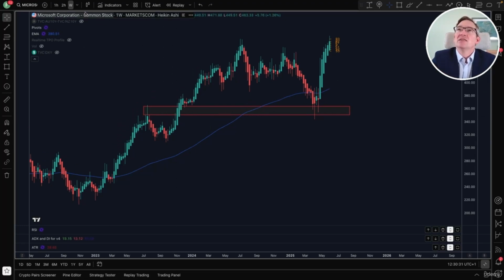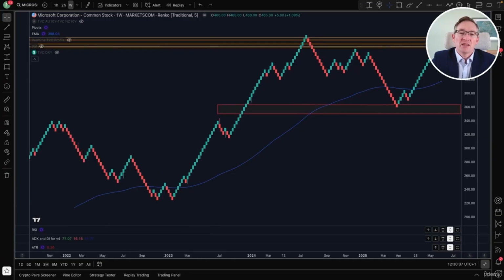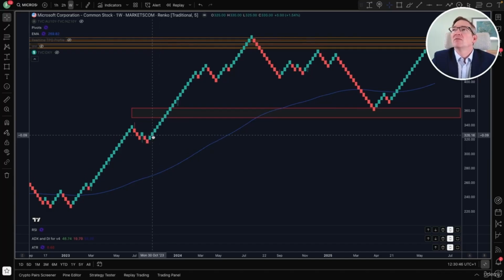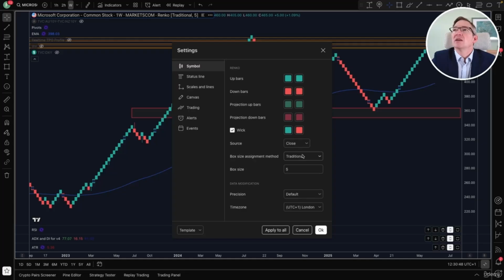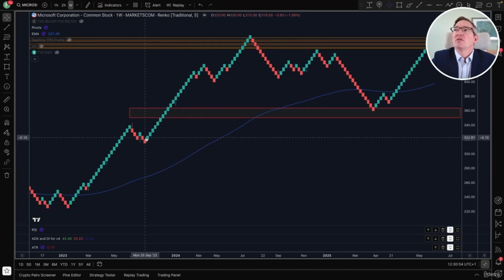Now, here's a different chart pattern, and this is the Renko chart. The way this is calculated, it only forms a new brick when price moves a certain amount. Let me just put this here. I used a traditional box size of 5. So in other words, when price changes by $5, you get a new brick. $5 move, new brick. $5 move, new brick, new brick, new brick.